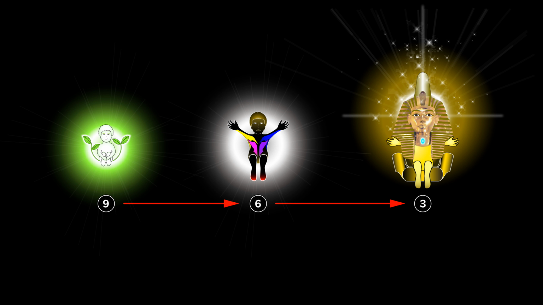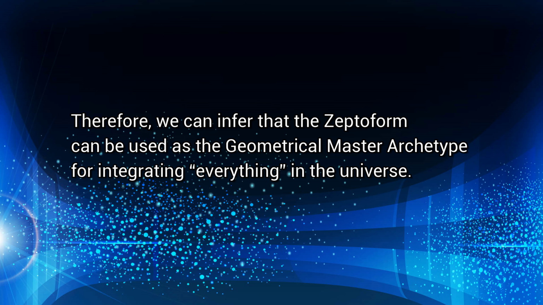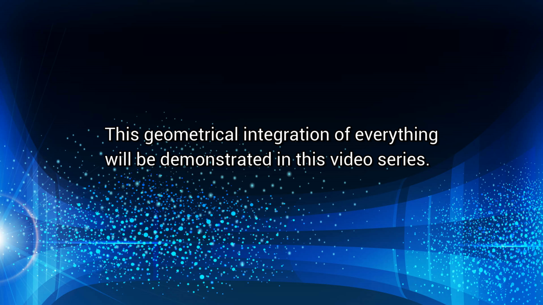In this process, the violation of CP symmetry happens. As discussed previously, the violation of CP symmetry is required for the universe to exist, and it is represented by the structure of the Zeptoform. Therefore, we can infer that the Zeptoform can be used as the geometrical master archetype for integrating everything in the universe. This geometrical integration of everything will be demonstrated in this video series.